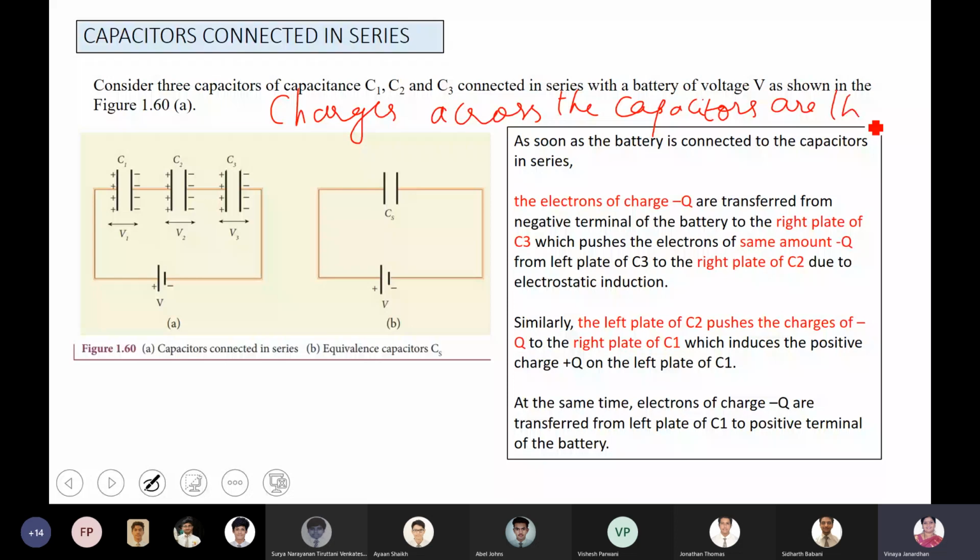Now we'll go for the equivalent circuit. For the equivalent circuit, you are replacing all the capacitors by a single capacitor. Equivalent circuit. What is V? V is equal to Q by CS. Correct?